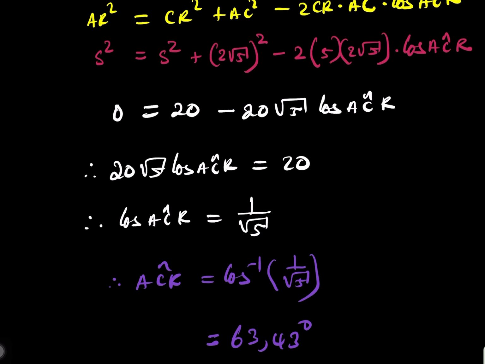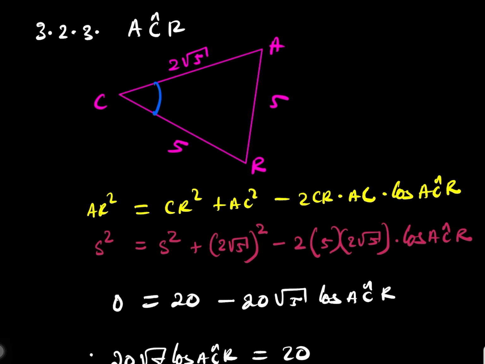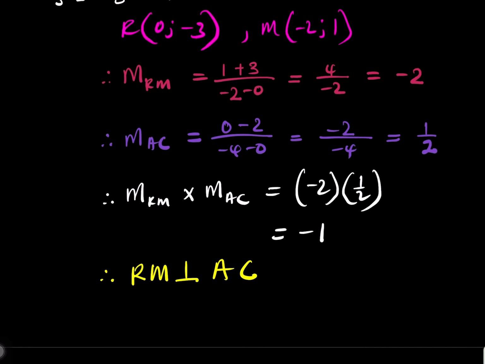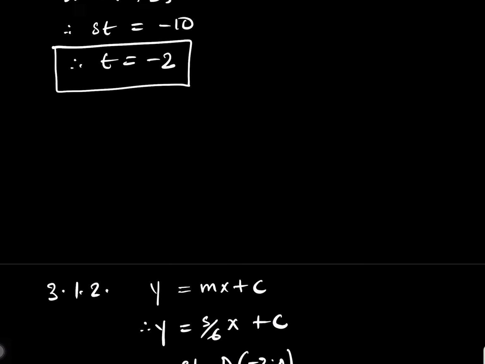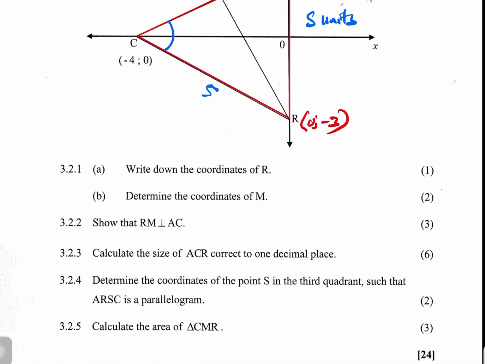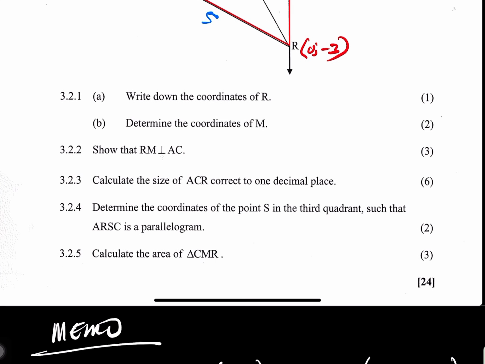You can see that the working was quite tedious. You had to find the distance of all the sides and use the cosine rule. Now, let's see the next question. They say determine the coordinates of the point S in the third quadrant. That means whatever you're going to find has to be negative, because in the third quadrant, all points are negative, such that ARSC is a parallelogram.